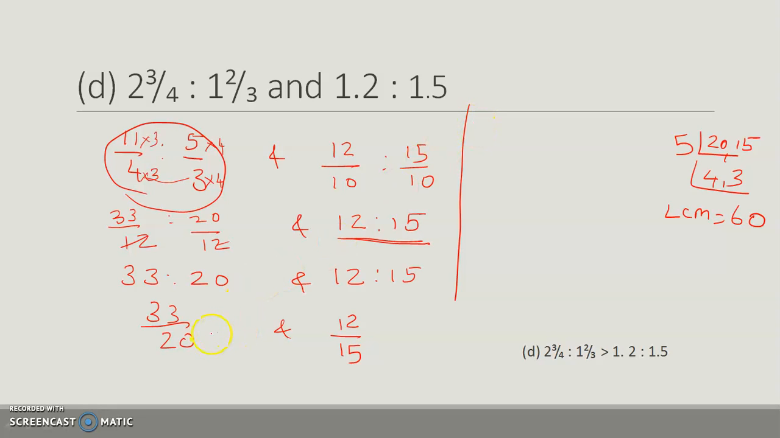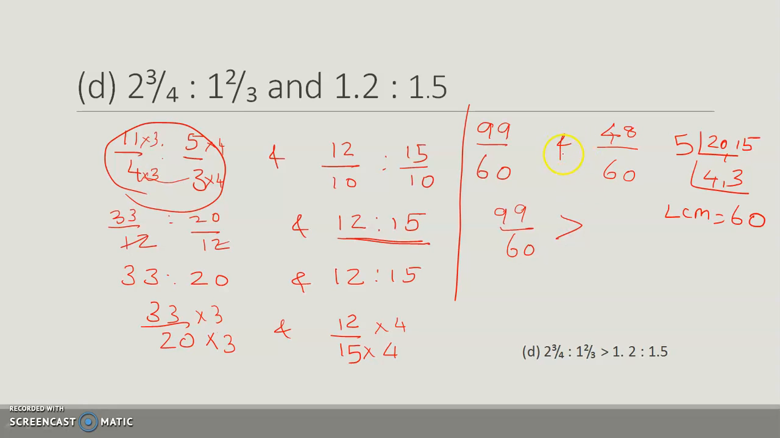So 33 by 20. What should be multiplied by 20 to get 60? 3. So what will I get? 99 by 60. And what about this 15? 4. Only then I will get 60. 15 4s are 60. 12 4s are 48. 48 by 60. Now which is greater? Very good. 99 by 60 is greater than.